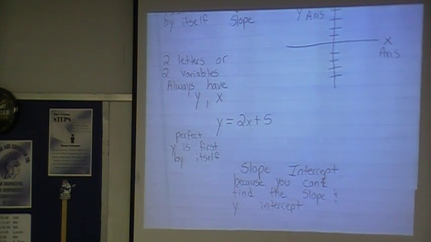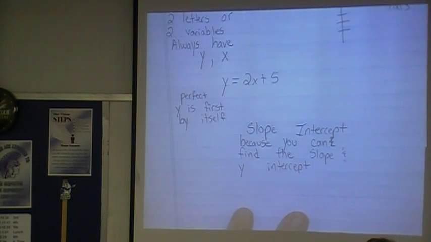Now you're going to like this because you can use letters for an entire word. I like it because I'm terrible at spelling. No more. You're not going to write the word slope anymore.